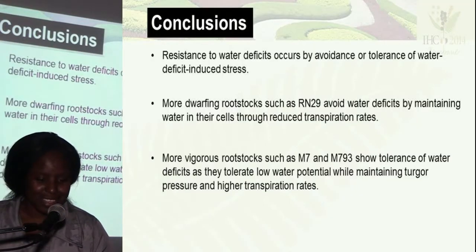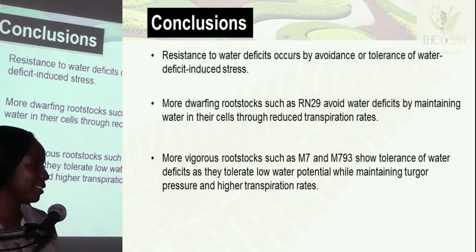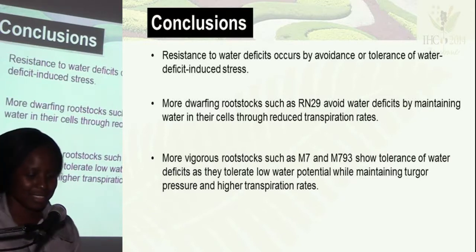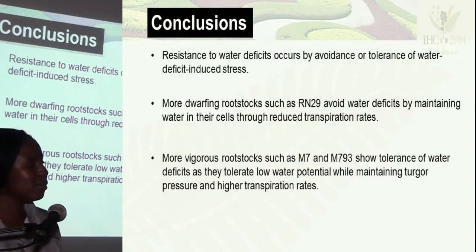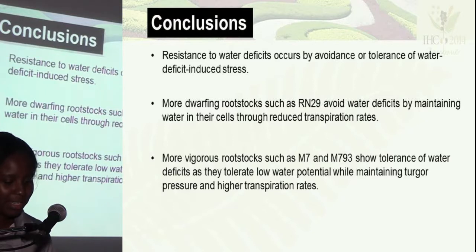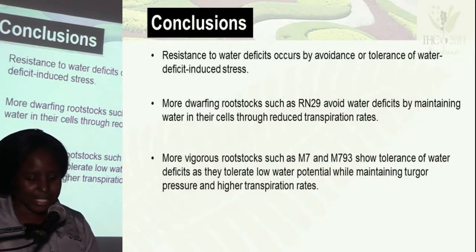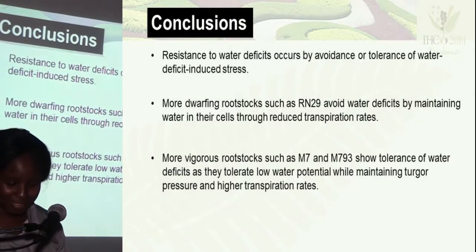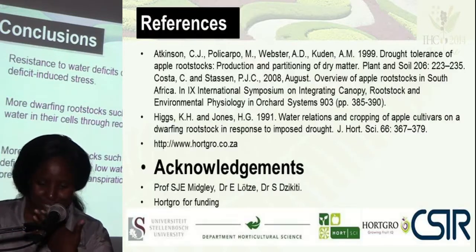Just to conclude, these are just preliminary results. So we have confirmed that resistance to water deficit occurs through either drought avoidance or drought tolerance mechanisms. And for RN29, from the results that I showed you, it's clear that it avoids drought through reducing transpiration rate. And then the more vigorous rootstocks such as M793 show tolerance to water deficits by maintaining high transpiration rates. Okay, thank you.